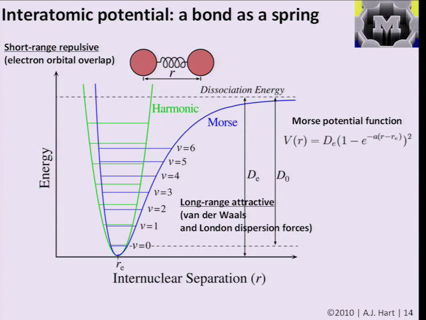So the way we're going to start to do this formally is using what's called an interatomic potential. The interatomic potential is a plot, a curve, an equation that relates the potential energy between the two atoms as a function of their separation. In this case, we're calling R the internuclear separation, or the distance between the nucleus of one atom to the nucleus of the other atom, or the center of ping pong ball one to ping pong ball two.